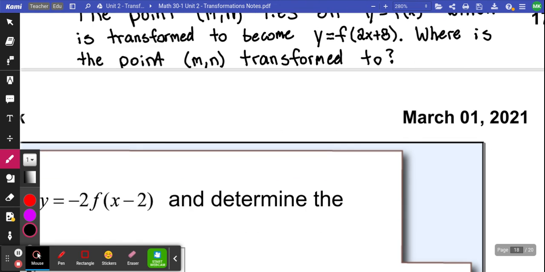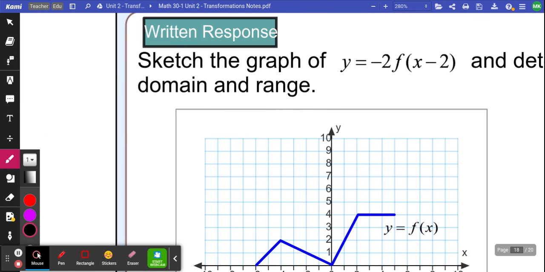All right, let's do some more questions. So sketch the graph of y equals negative 2 f x minus 2 and determine the domain and range. So the graph that they've shown you is y equals f of x. Right? It says it right there on the graph.